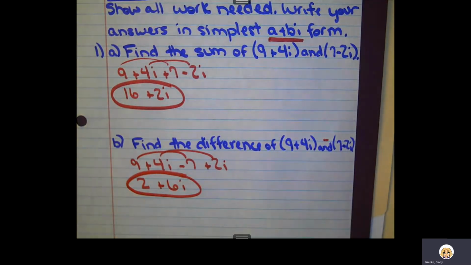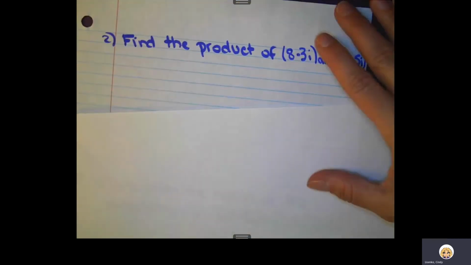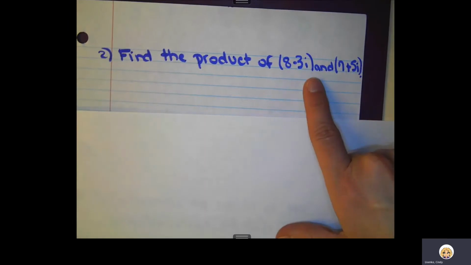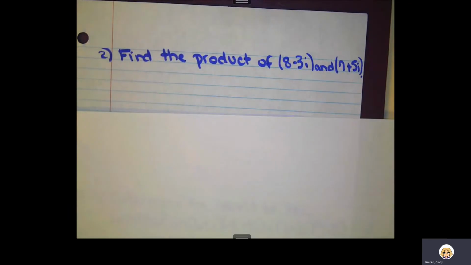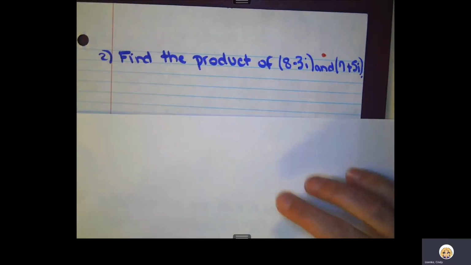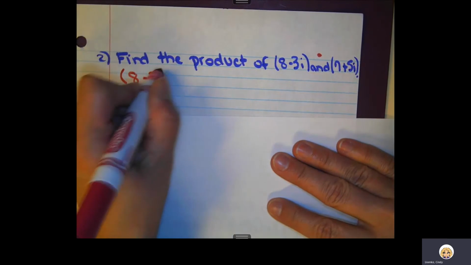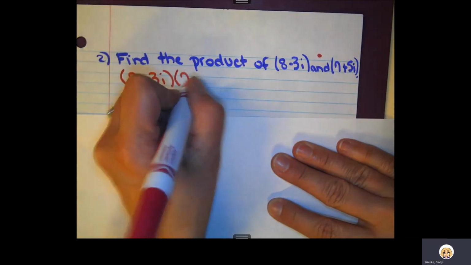So you will have one of those questions on your quiz, and there are going to be multiple quizzes. Moving on to the next question, number 2. And again, pause the video if you need to write these down, if you don't have enough time. Number 2 says find the product of these 2. So go ahead and pause if you need. Product means we are multiplying. So when we multiply, we are doing the boxes. So if you wanted to see it out first, this means we are doing 8 minus 3i times 7 plus 5i.